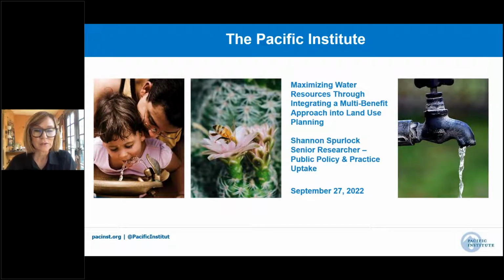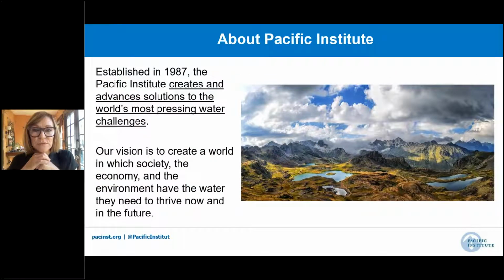Starting us off, for those who are unfamiliar with the Pacific Institute, we are a nonprofit, nonpartisan research think tank headquartered in Oakland, California, and we work nationally as well as globally. We have staff spread throughout the United States as well as abroad. Our 3 organizational priority areas include nature-based solutions, water reuse and efficiency, and water and climate equity. The Pacific Institute was founded in 1987, and here is a quick glimpse of our vision and mission, so you can see the principles that guide us in our day in, day out work.